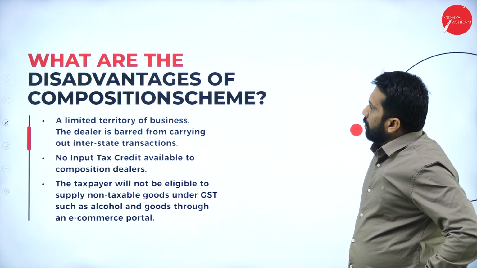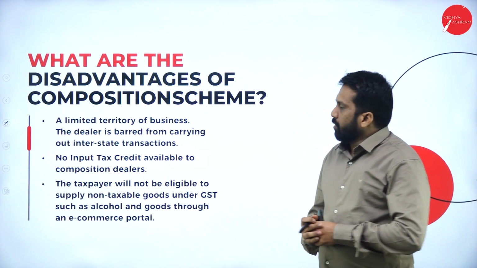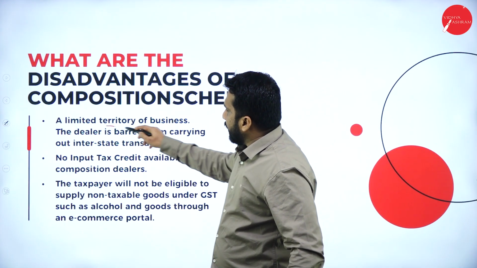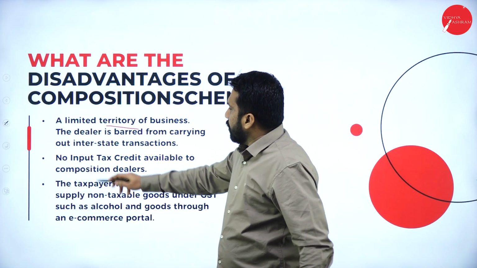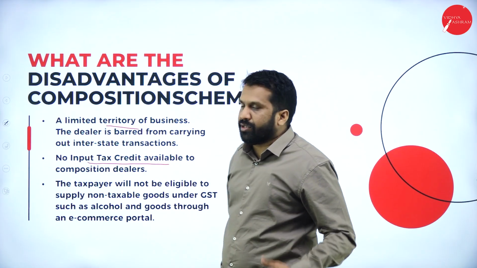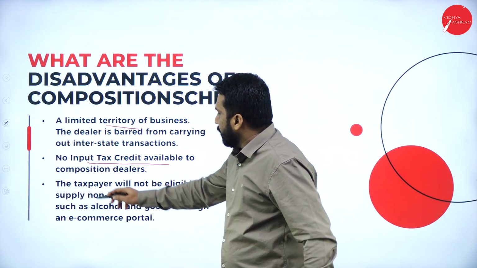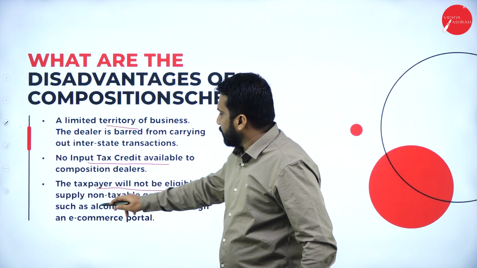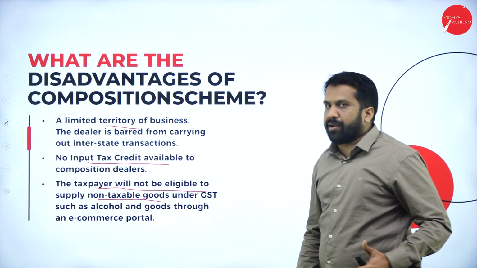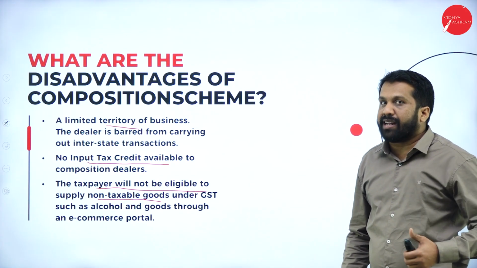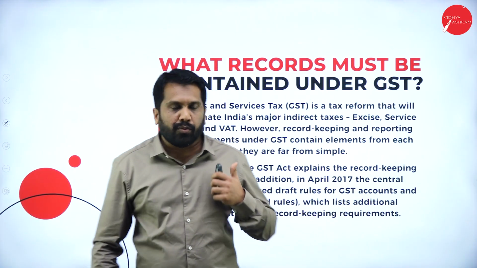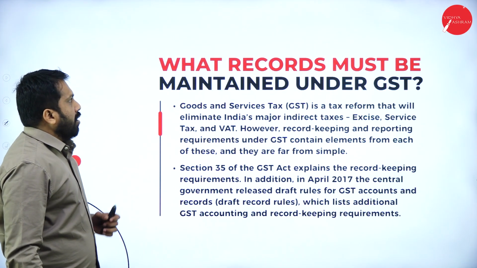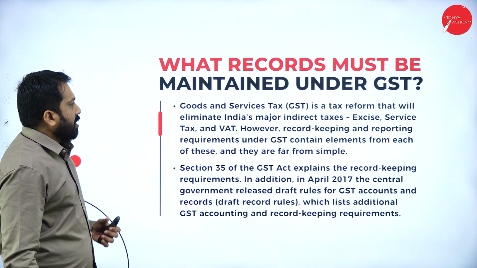Now, what are the disadvantages of composition? Limited territory. As I told you, interstate sale, you cannot go for composition. No input tax credit available. You cannot claim your input tax credit. The taxpayer will not be eligible to supply non-taxable goods. You cannot sell agriculture-like non-taxable goods. Now, the next point will be what records must be maintained under GST.